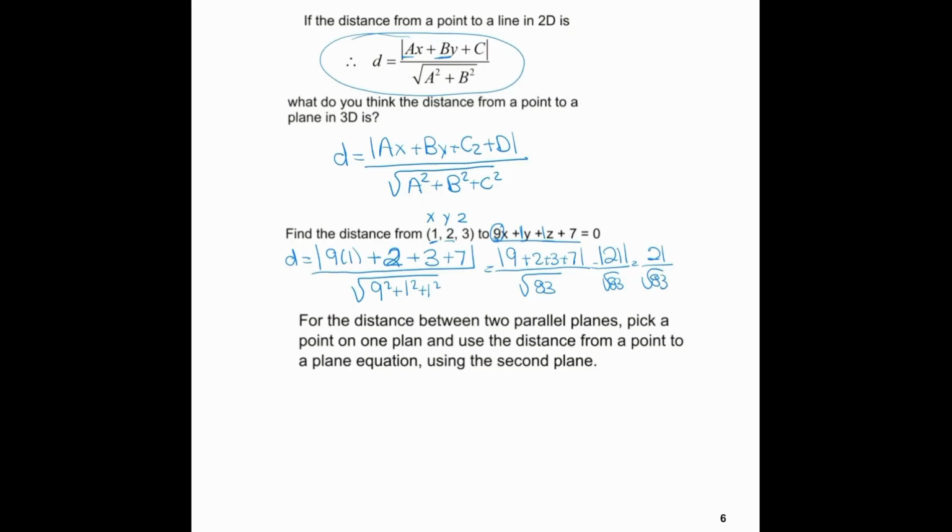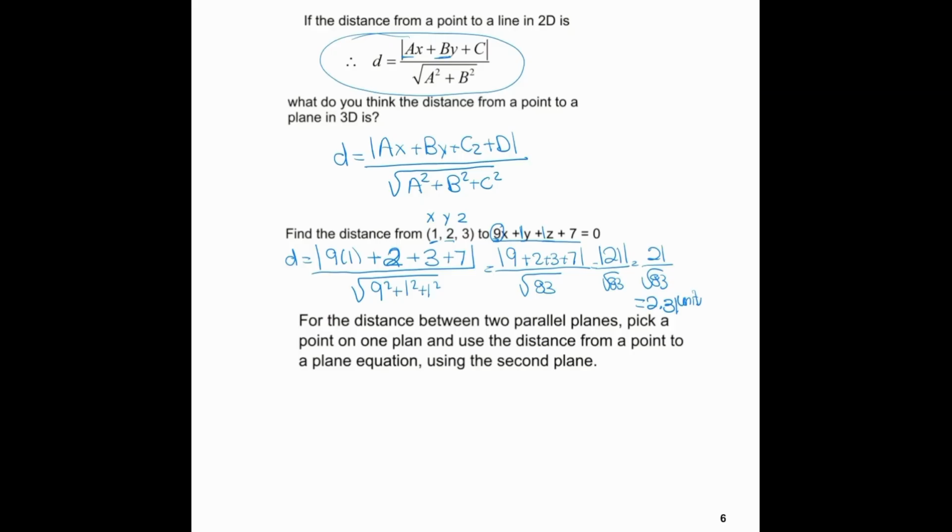Now remember, I said we really just want decimal values for this because I want to know the actual distance. So I don't even need to rationalize because I'm not keeping it as an exact value. So we can put it in terms of a decimal as 2.31 units.